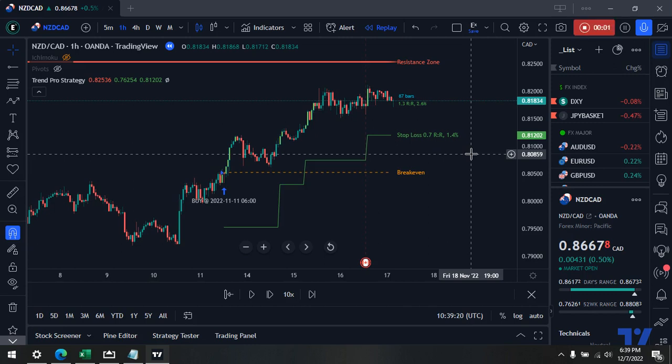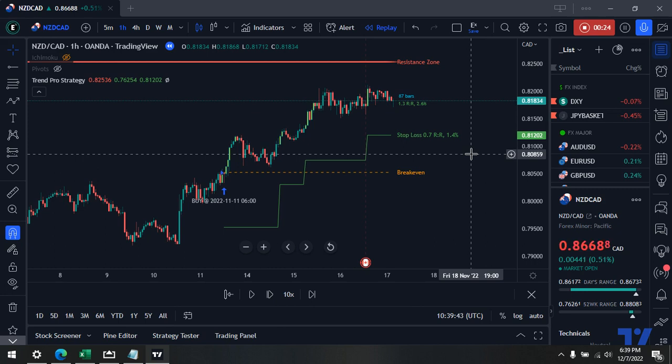In today's video, I'd like to quickly share with you a script that I wrote, and it's probably one of the simplest, easiest to follow, yet one of the most profitable strategies that you can find here on TradingView. It's called the Trend Pro strategy, and as the name implies, it is a trend following strategy.